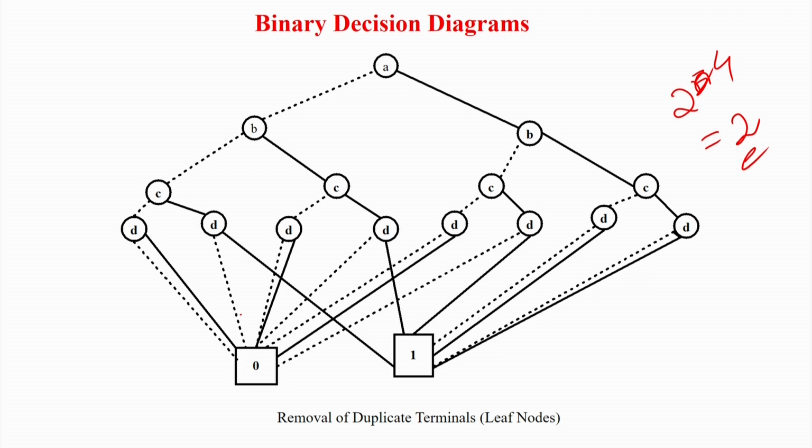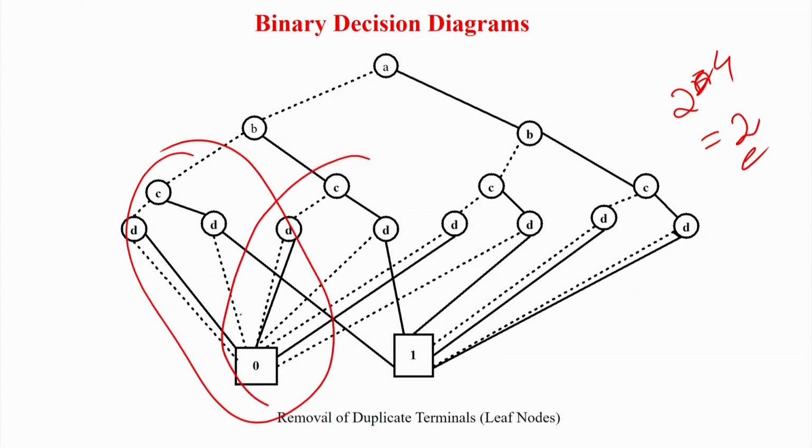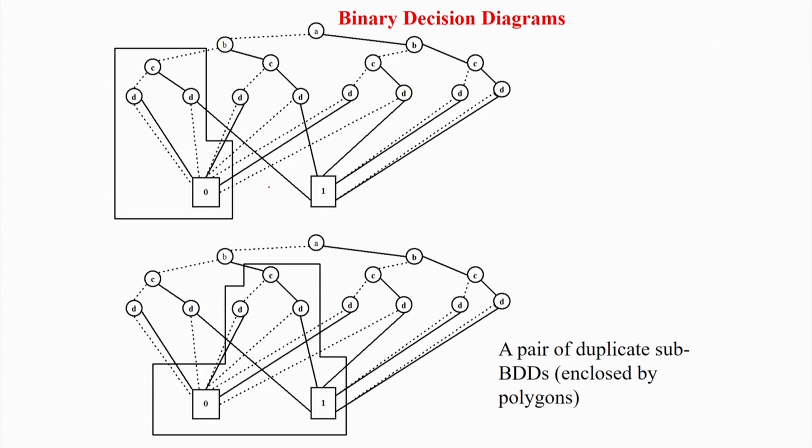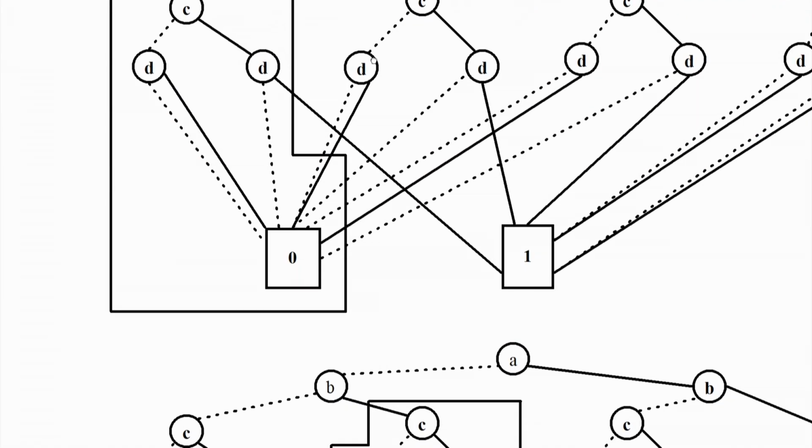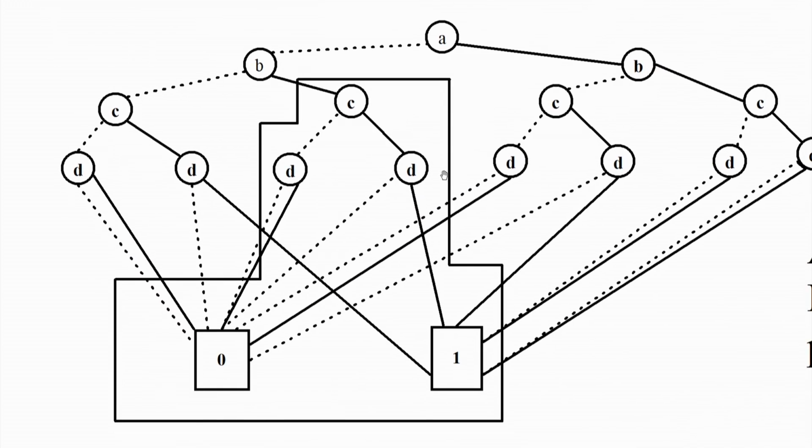So basically these two are not common, because these D nodes are not equivalent. Therefore these two are not common, but this subgraph and these sub-BDDs are common. What is being shown here is a pair of duplicate sub-BDDs enclosed by the polygons. I will just zoom it for you, quick view. So this part and this part are basically common, similar.